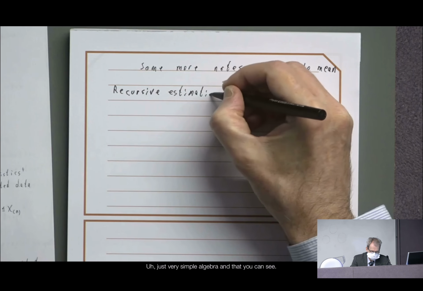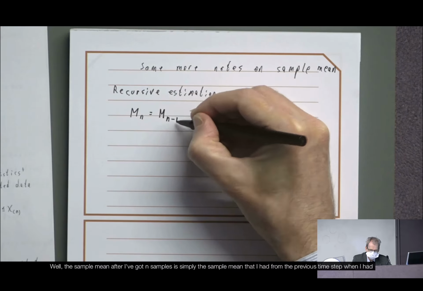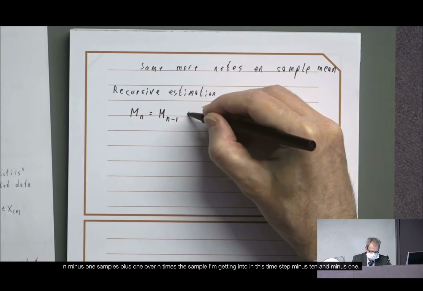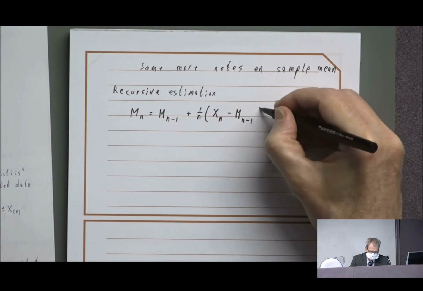And it actually turns out, and this is really just very simple algebra, that you can say, well, the sample mean after I've gotten n samples is simply the sample mean that I had from the previous time step when I had n-1 samples, plus 1 over n times the sample I'm getting in the nth time step minus the previous mean.